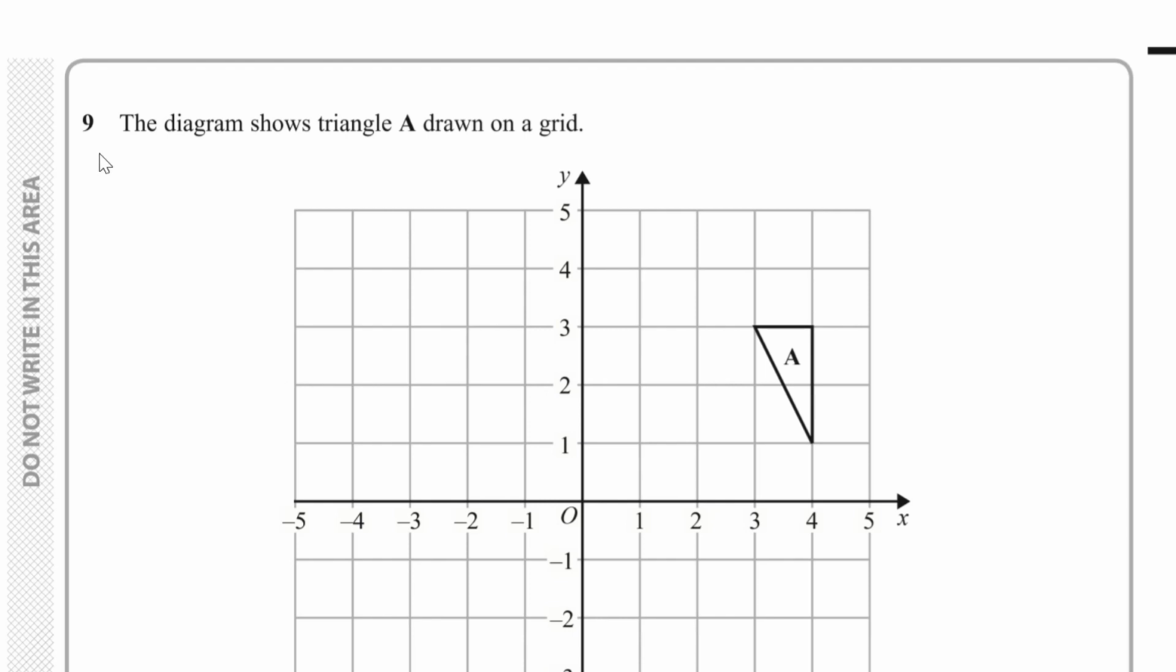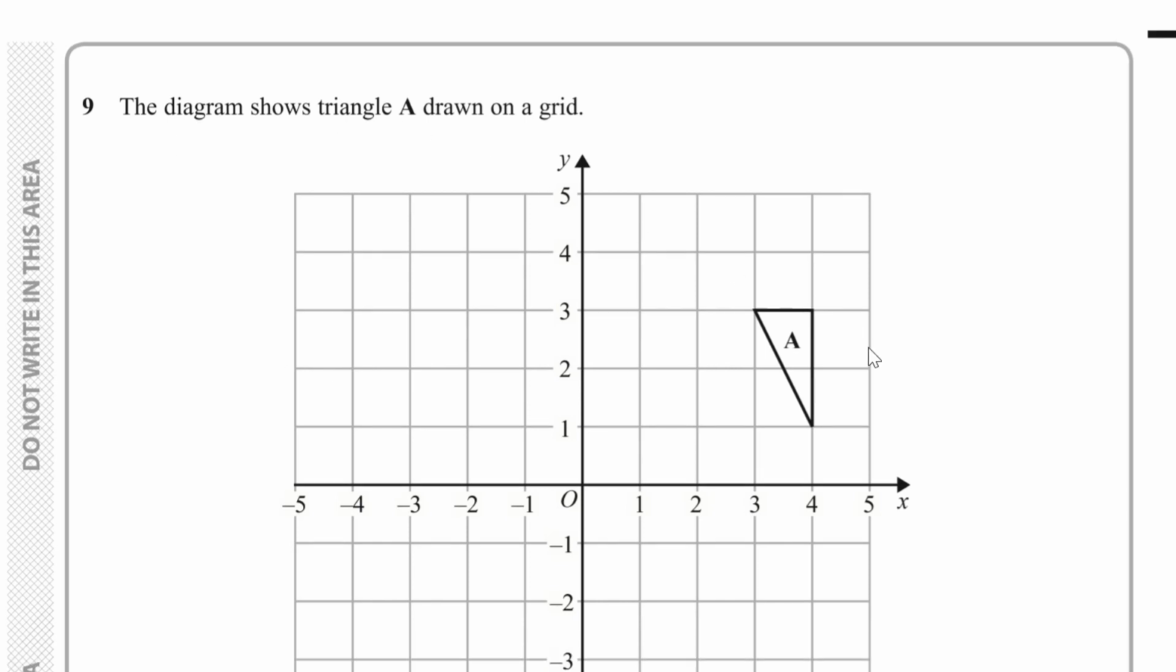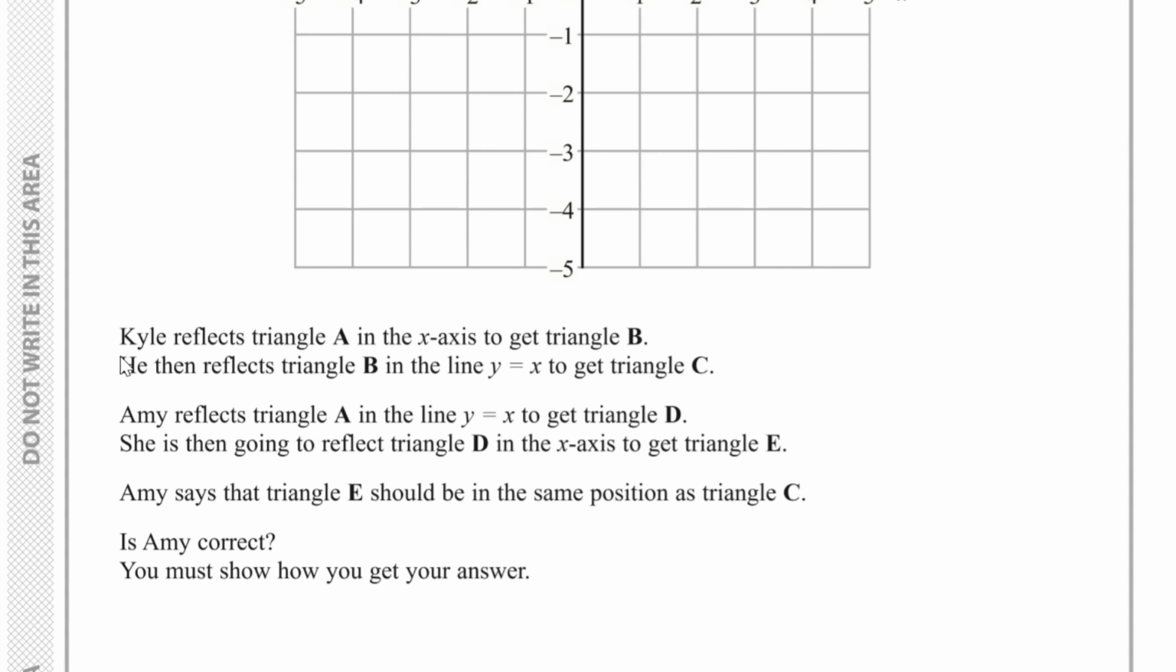Question number 9. The diagram shows a triangle A drawn on a grid. That's what we see here. Kyle reflects triangle A in the x-axis to get triangle B. He then reflects triangle B in the line y equals x to get triangle C.